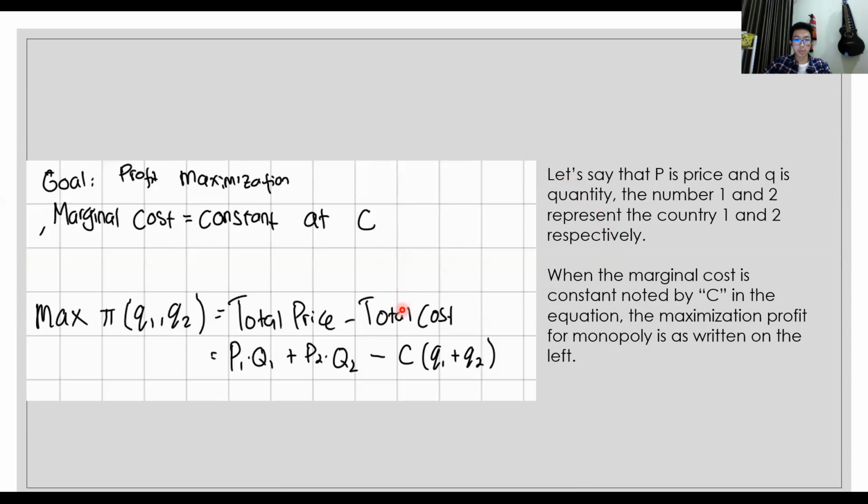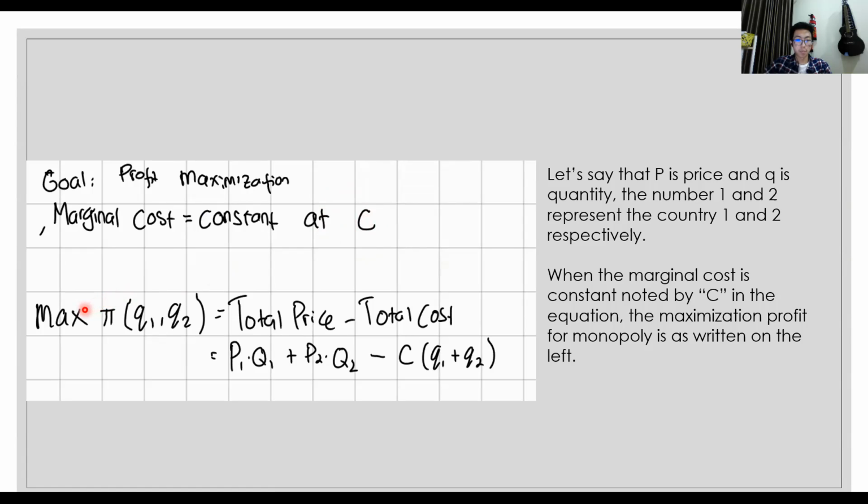So before we get into this, let me clarify that P is price and Q is quantity. Numbers 1 and 2 represent country 1 and country 2 respectively. We note that the goal here is to maximize the profit, and marginal cost is constant and noted by C. See right here.